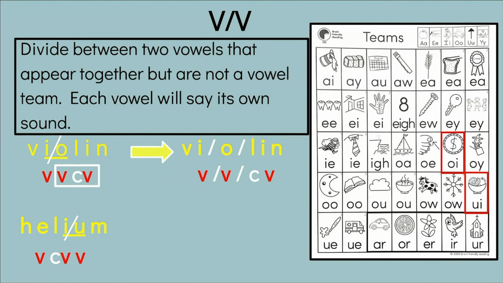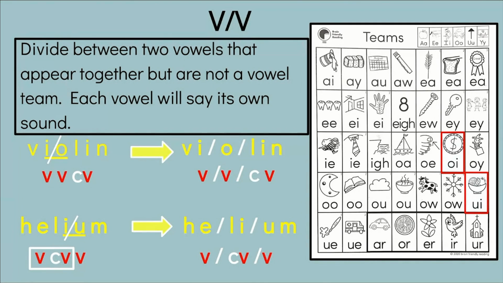In this next word, we again mark the vowels and mark the consonants in between the vowels. Here we have I and U together. But after carefully looking at the chart, we see that UI is a team, but IU is not. So we divide between the vowels. Now we work between these two vowels and we see a VCV pattern. So we will try first choice and divide after the vowel. This is what the word looks like after dividing, and we read the word helium.